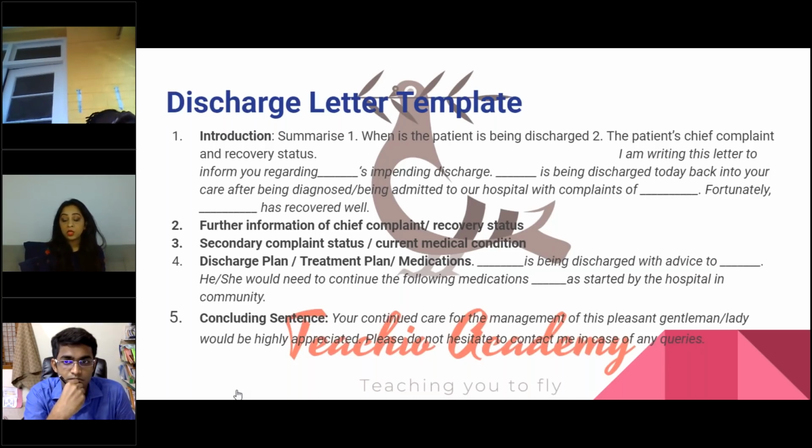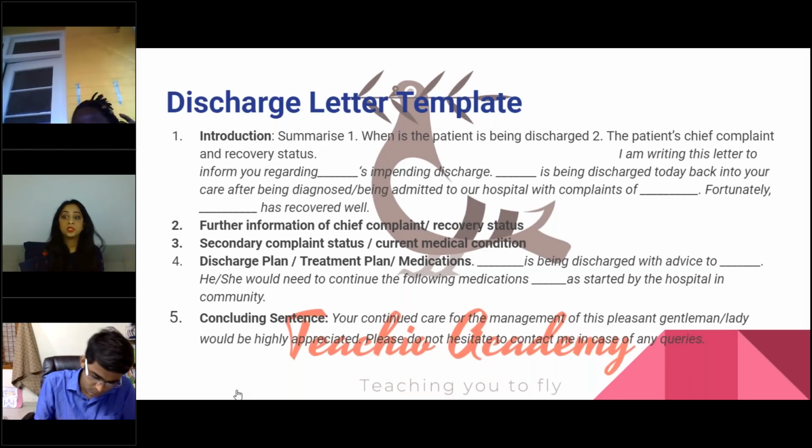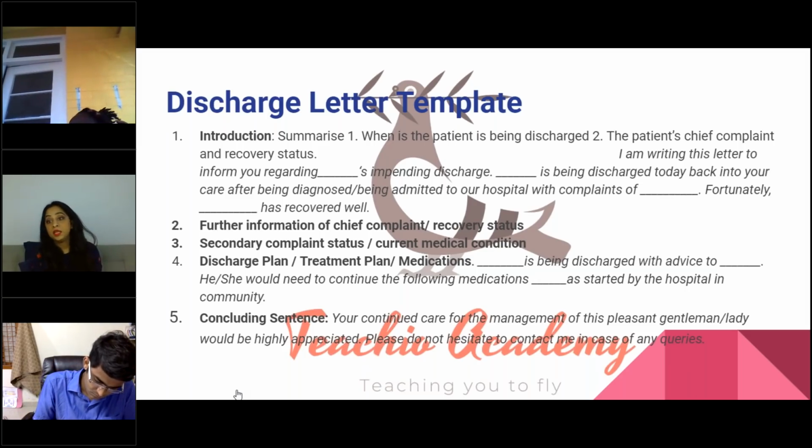Nishant has asked, what about lab reports in discharge summary? Do we need to add them? Nishant, if you've got extremely abnormal lab results, for example, if you had the diabetic ketoacidosis patient and they came in with a blood sugar of about 40 millimoles, then you include it. But if they've got normal lab reports, then you're just going to waste space by writing about lab reports.